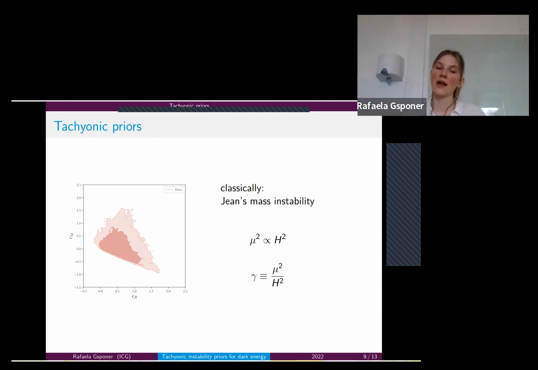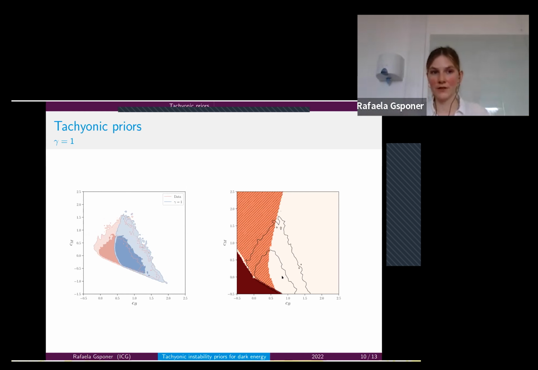Now the question is, can we identify a prior which tells us if the instability can be kept under control or not? In order to do so, we were looking at the Jeans mass instability. The Jeans mass instability normally evolves on the scale of the Hubble scale. We therefore introduced this dimensionless parameter gamma, which tells us the size of our tachyonic instability compared to its GR equivalent. We then ran 3 different chains.